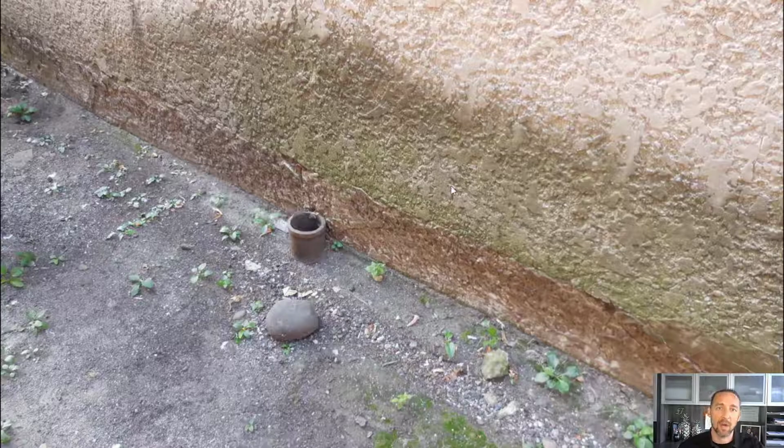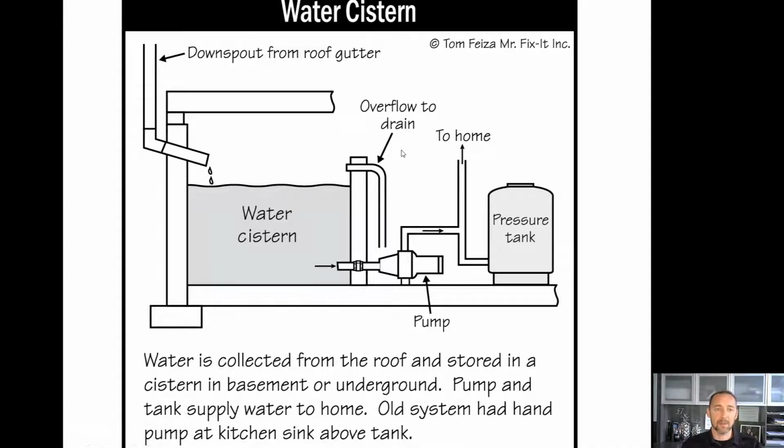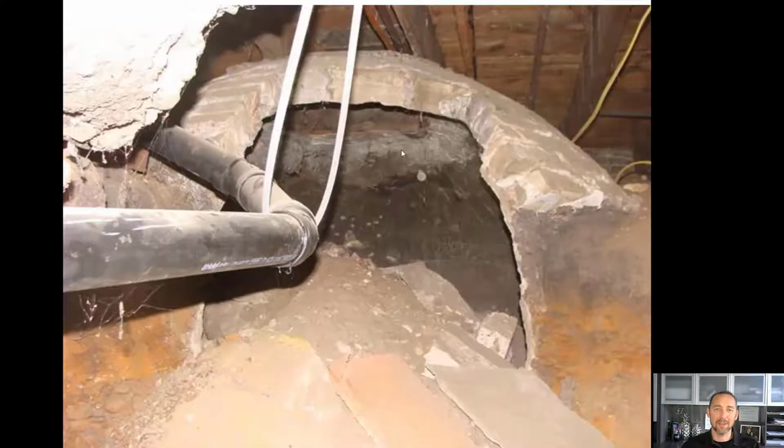Here's a nice little diagram of what that looks like. You'd have rainwater filling this thing up, and then they would use that for things other than potable water, say, watering the lawn or washing clothes. This diagram shows a pretty fancy system with a pressure tank and all that. I've heard the more basic ones would simply have a basic pump that would just take the water out for watering the lawn. Thank you, Mr. Feza, for providing this.